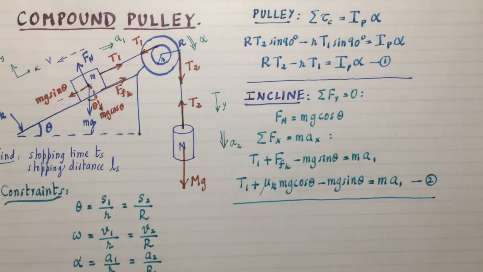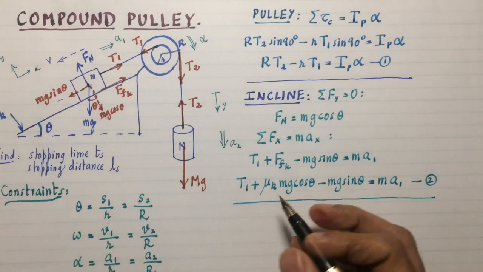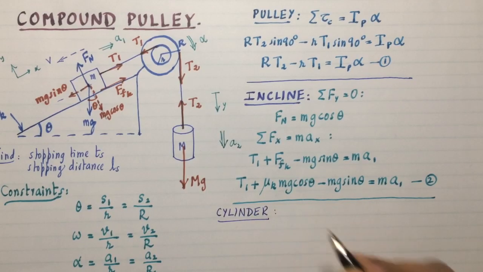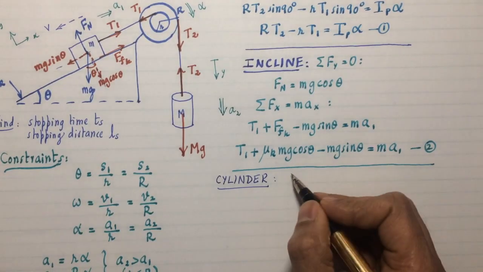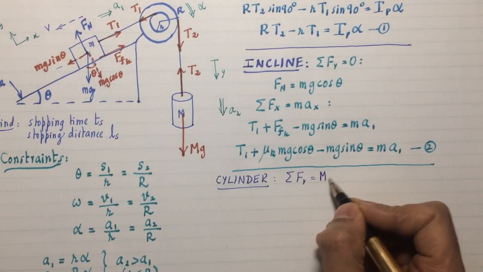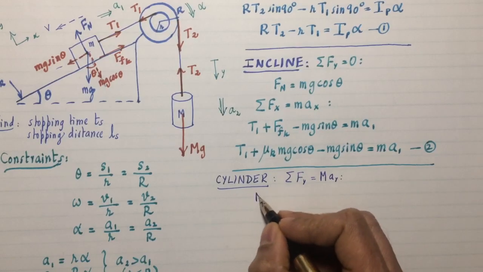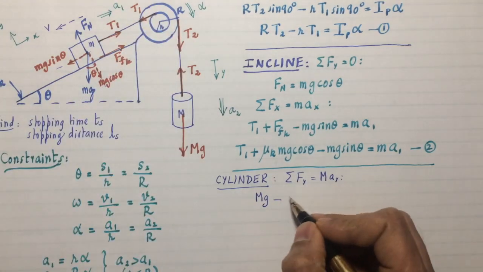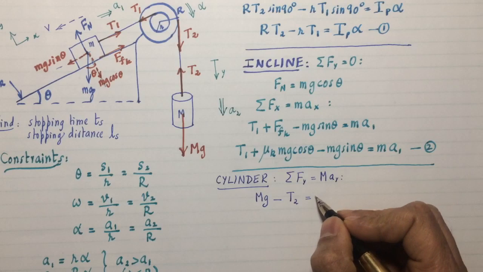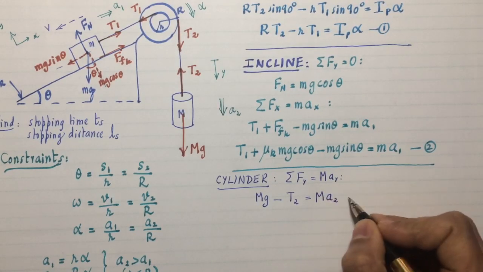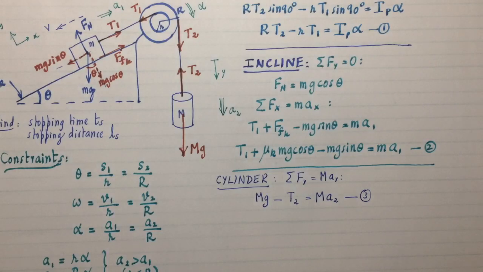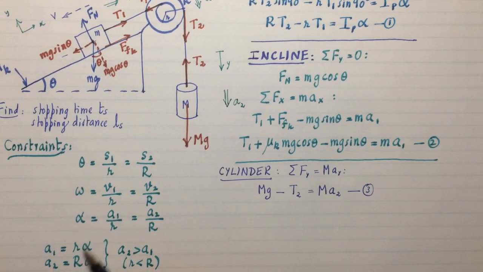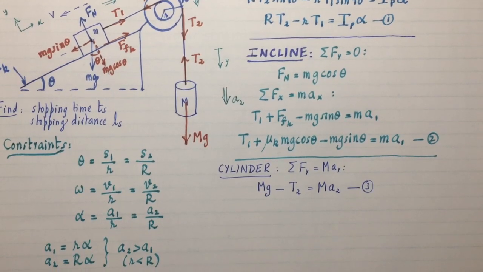The last equation we have is the falling object, and I've made it look like a cylinder, so I'll call it cylinder. Well, that's a simple equation. It's just the sum of all the forces in the y direction equals capital M times the acceleration in the y direction. So that's going to be Mg acting in the positive y direction, T2 acting in the negative y direction, equals M a2. And that's our equation 3. These 3 equations have to be solved, equations 1, 2, and 3, along with the constraint equations that connect the two pulleys. So how best to do it?